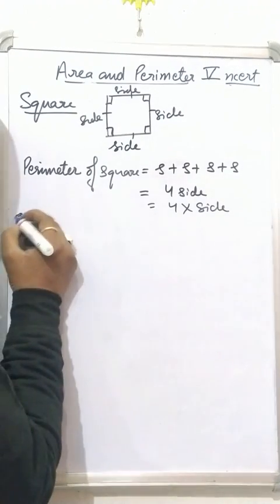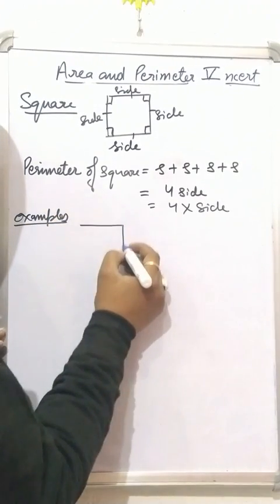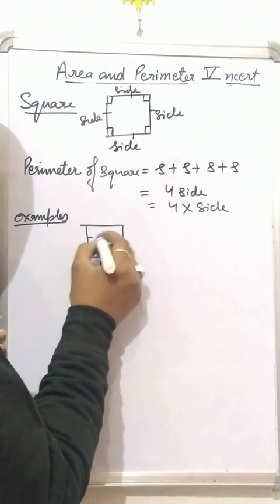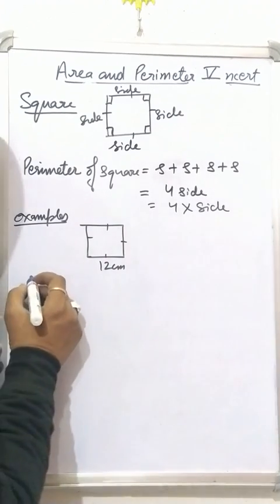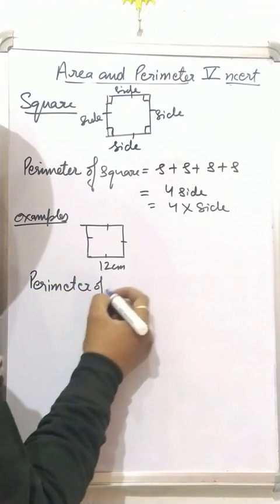We can understand this also by an example. Is that clear? Now this is a square of 12 centimeter. Now we know that a square has all sides equal. So you write here perimeter of square.